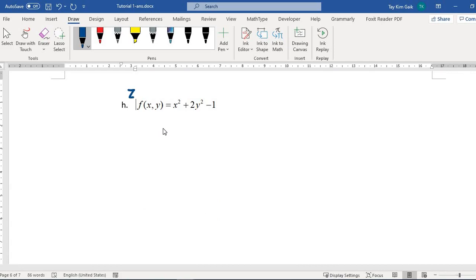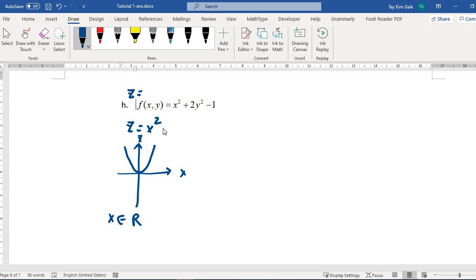This is z. For x squared plus 2y squared minus 1, you can break it down: z equal to x squared. Look at the quadratic graph. This is z, this is x. Here, x belongs to the real numbers because you can take negative, zero and positive values.